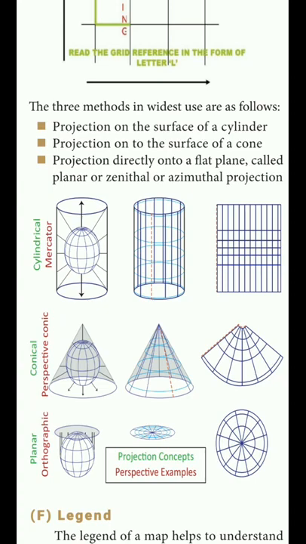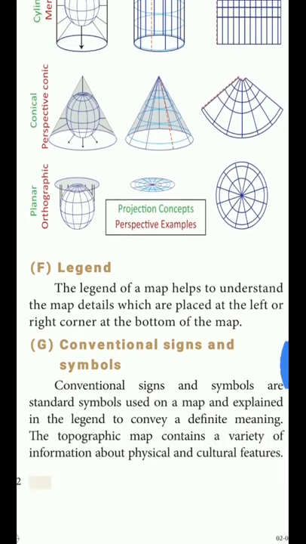Projection on the surface of the cylinder. Can you see the first picture? Next one, the second one, is in a conical shape, isn't it? That is the projection on the surface of a cone, and projection directly on a flat plane. These are the three methods of projection. Okay. Next one is the legend.